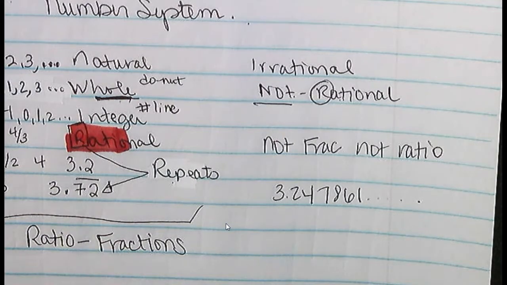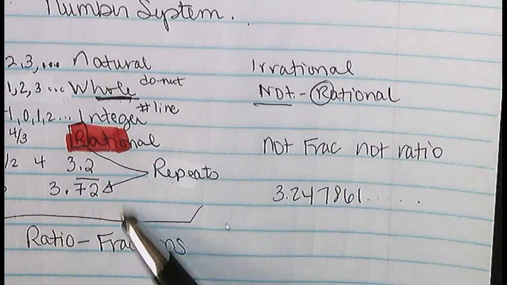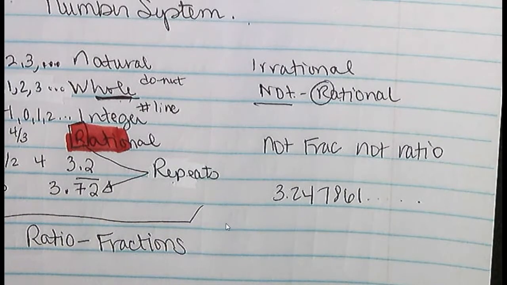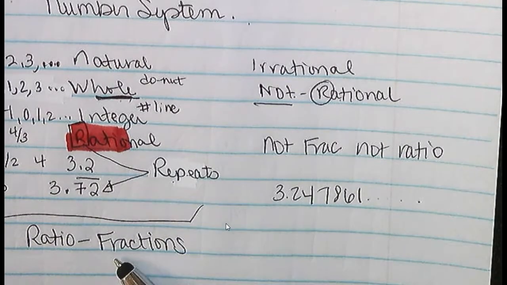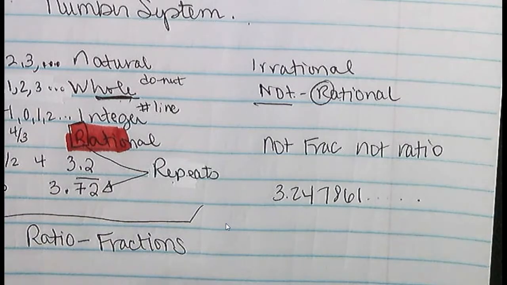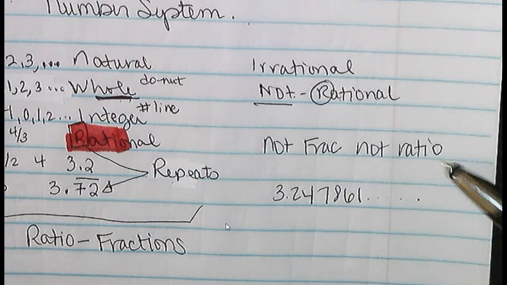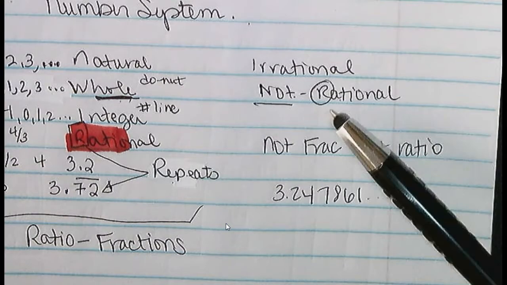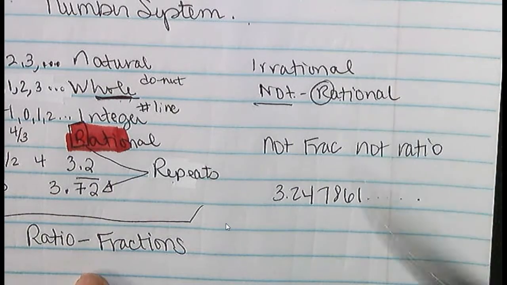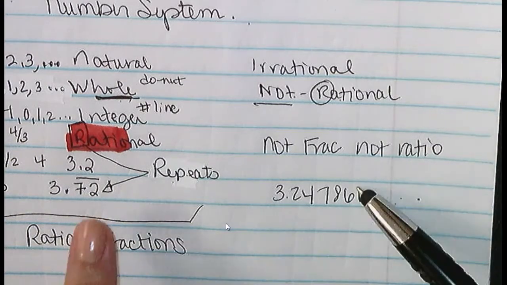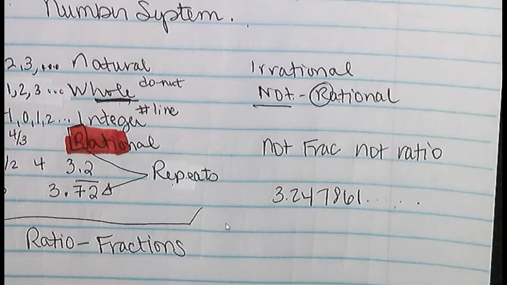And this side here are all rational. They are fractions. It's a ratio. These are not rational. They're not fractions. They're not ratios. They don't repeat. These do. These go on and on and on. What would both sets together be called? Correct. The real number system.